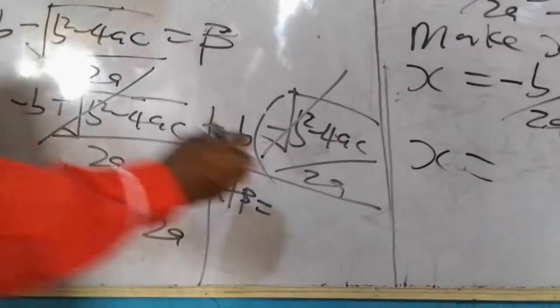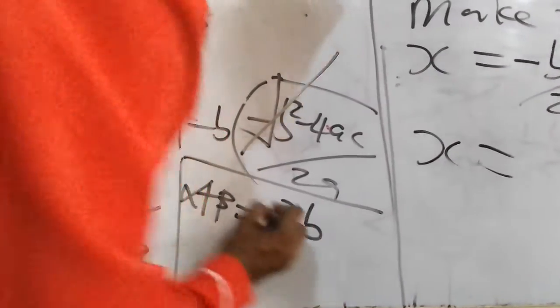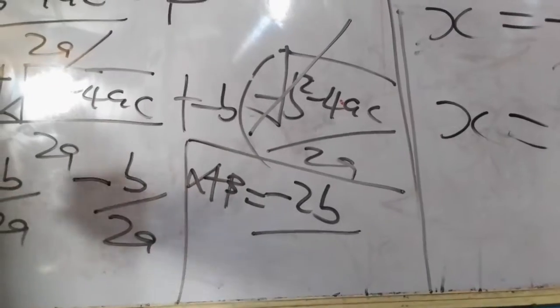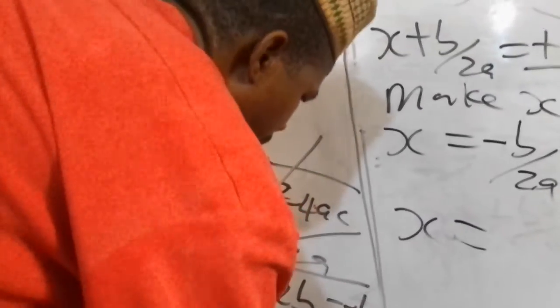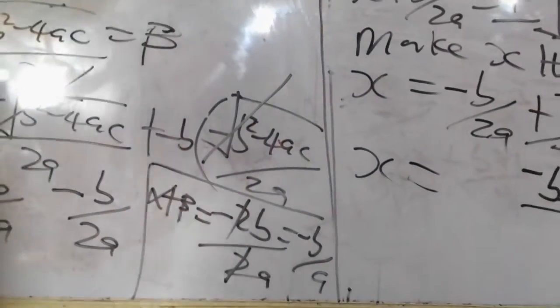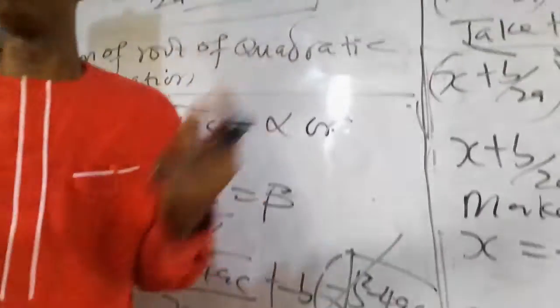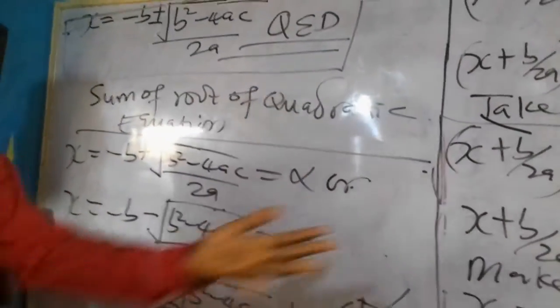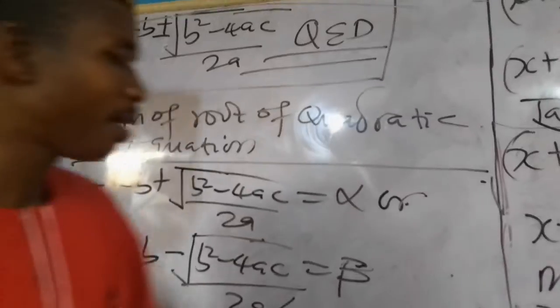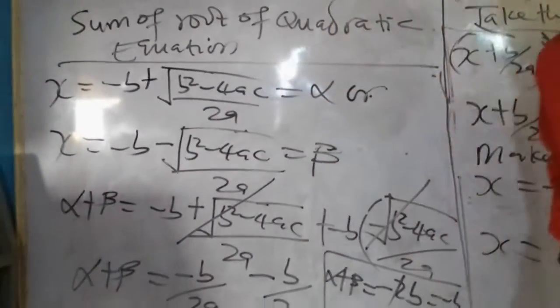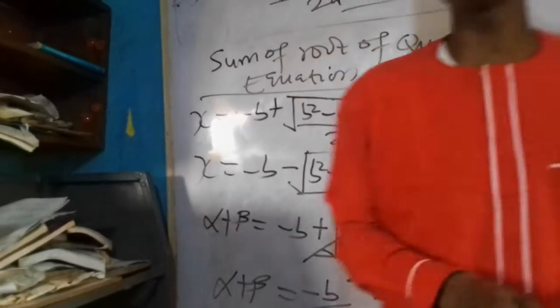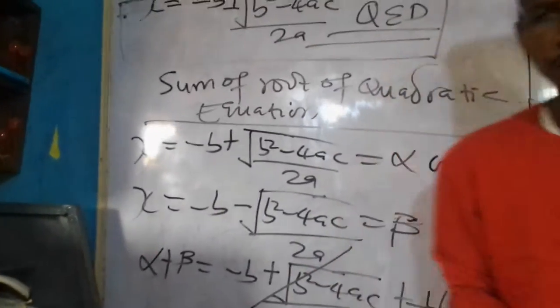Minus b, that is minus 2b all over what? 2a. The LCM of 2a and 2a is what? 2a. These two can cancel these two. You now have minus b all over a. That is the sum of the roots of a quadratic equation, isn't it? The sum of the roots of a quadratic equation is given as minus b all over what? a. Minus b all over a is the sum of the roots of a quadratic equation.